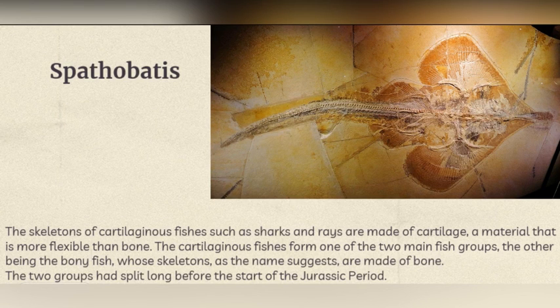Spathobatis had a flat, wide body. Although it is the earliest ray yet discovered, it is thought that other rays had appeared previously, during the early Triassic.